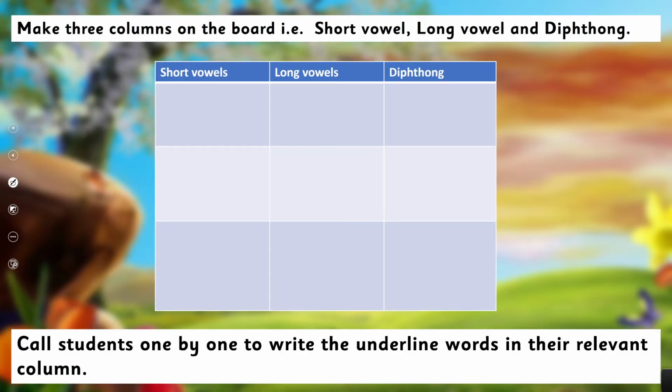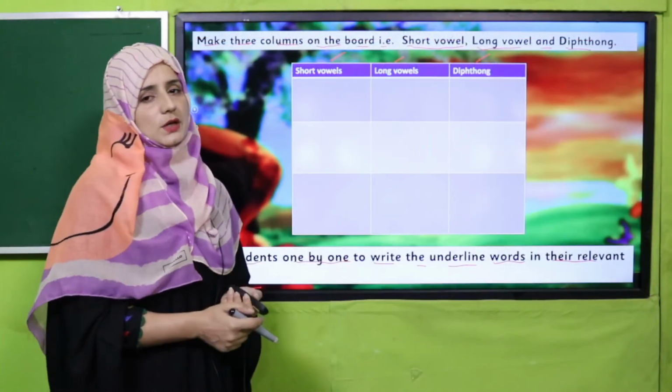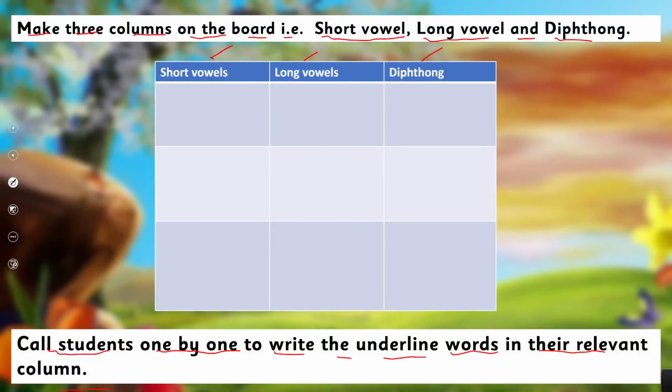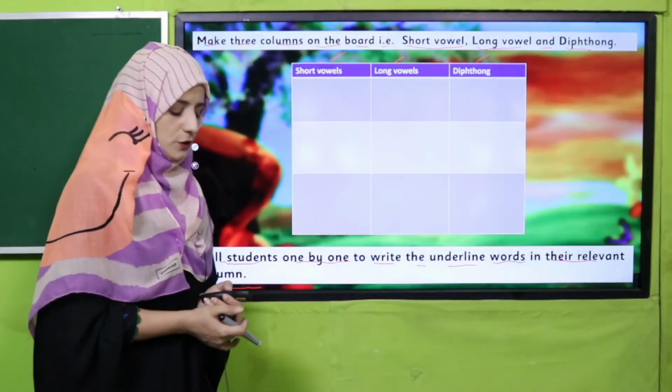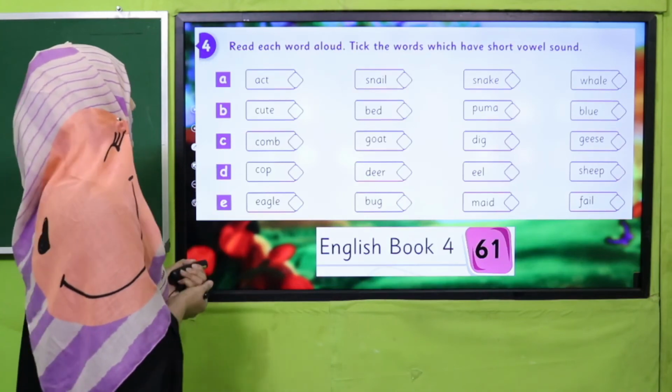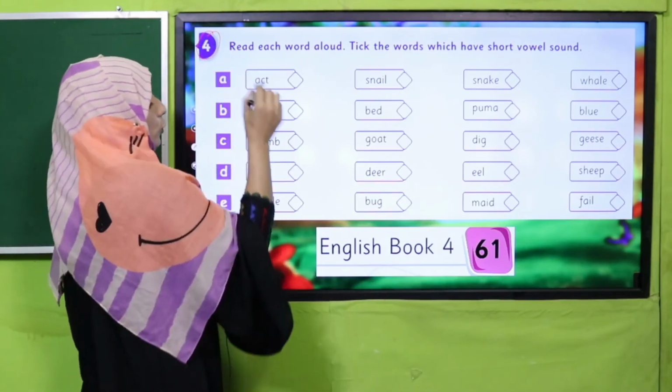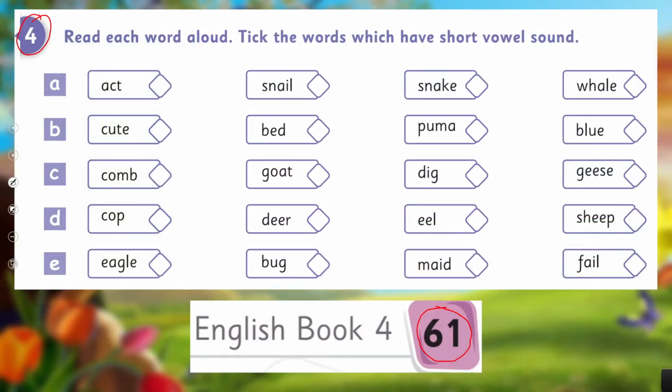After doing that, make 3 columns on the board, i.e. short vowel, long vowel and diphthongs. In this way, my dear teachers, you will draw a column on the whiteboard and you will call students one by one to write the underlined words in their relevant column. Perform this activity in your class. Excellent. Good.